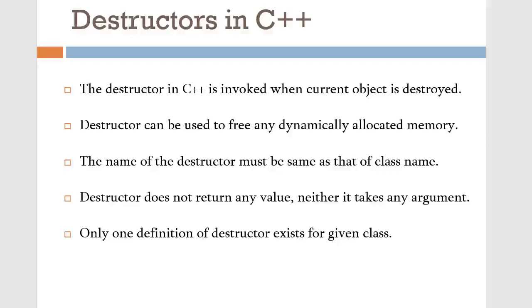The name of the destructor must be the same as the name of the class. So similar to a constructor, the destructor name must be the same as that of the class name. The destructor does not return any value, neither does it take any argument. So unlike a constructor, a destructor doesn't take any arguments, nor does it return any value. And finally, only one definition of a destructor exists for a given class. So unlike constructors, there must be only one definition of a destructor. Let's understand the destructor with the help of an example.